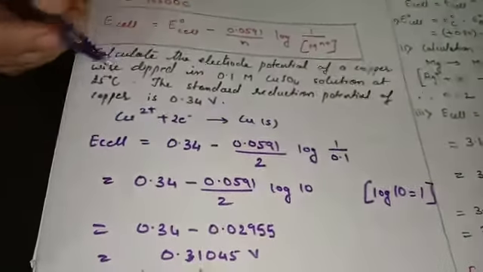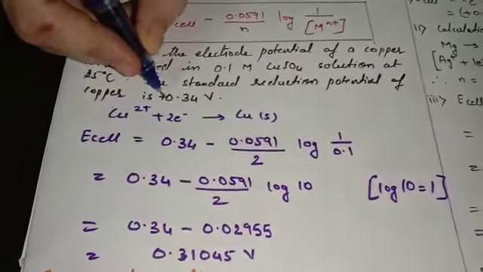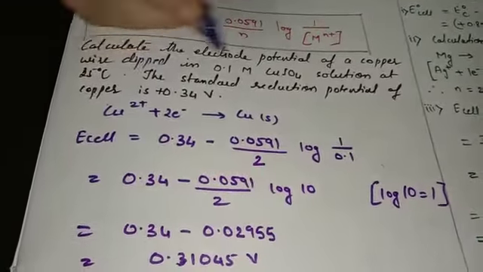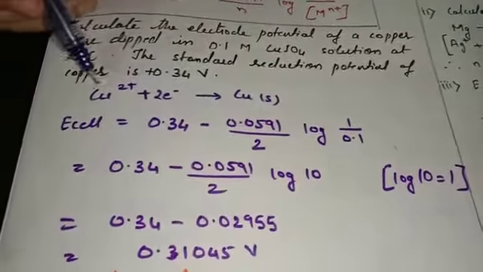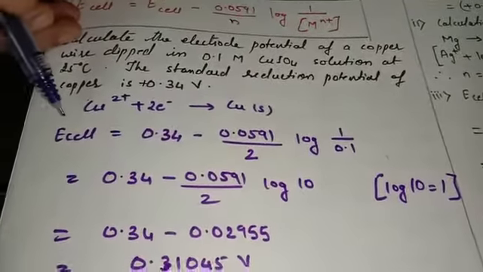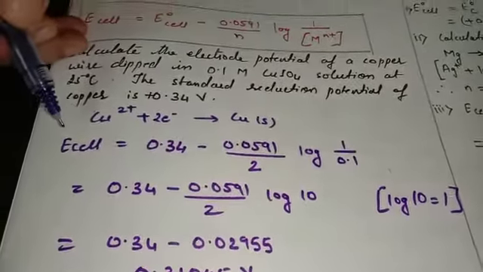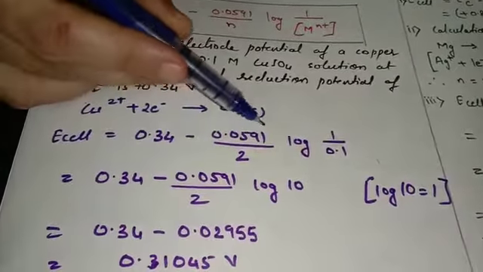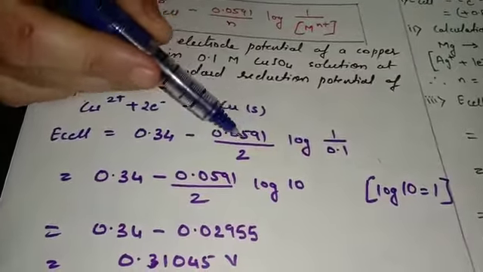How did you come to know that it acts as a cathode? Because the standard reduction value comes in a positive value. If the standard reduction potential value comes in a positive value, it is going to act as a cathode. Hence it is going to gain electrons and get converted into copper. So coming to the formula, E cell is equal to E naught cell minus 0.0591 upon N log 1 upon metal ion concentration. So E cell is equal to 0.34 volt minus 0.0591 upon 2. Why? Because here you can see that 2 electrons I have written. So 2 log 1 upon 0.1.